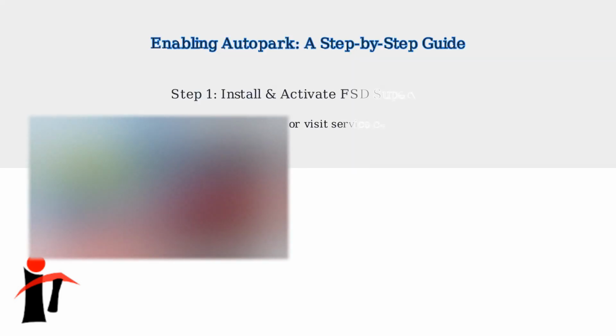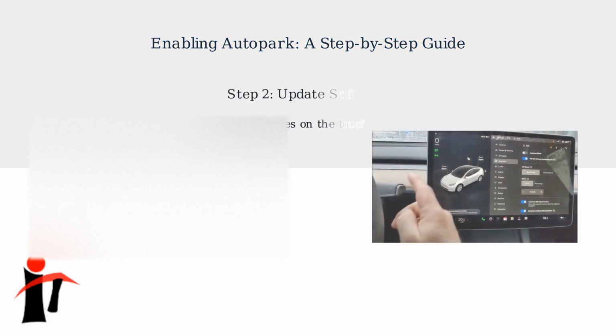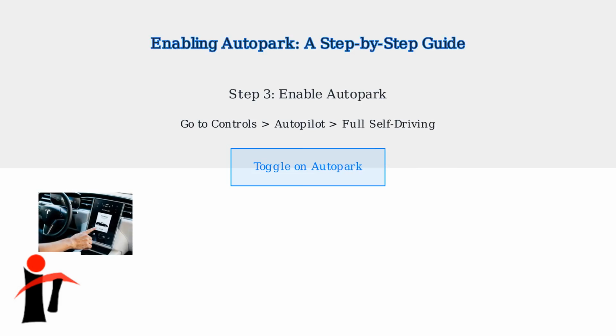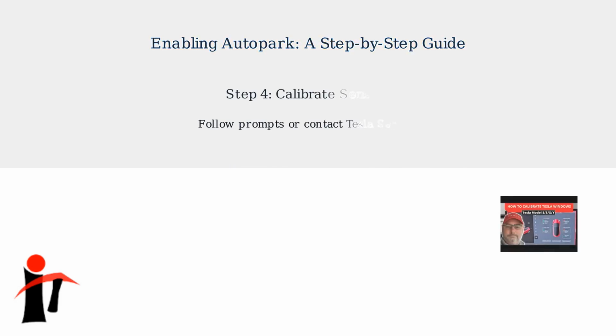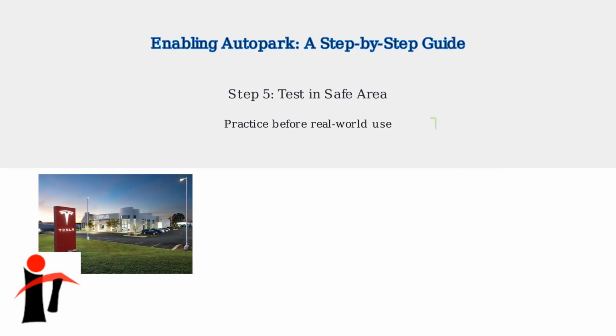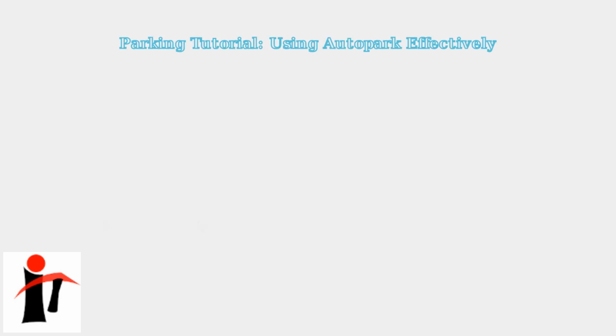First, ensure your Model Y has FSD Supervised installed and activated through the Tesla app or service center. Update your car's software to the latest version via the touchscreen. Navigate to Controls, Autopilot, Full Self-Driving, and toggle on Autopark. If prompted, calibrate the sensors or contact Tesla service for assistance. Test the feature in a safe, open area before using it in real-world scenarios. Drive slowly under 20 miles per hour past available parking spaces.